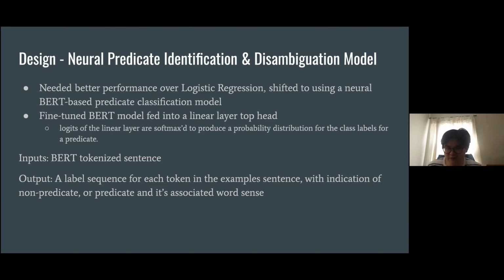So as Sam mentioned, we had about a 76% F1 score over our logistic regression model. In order for our model to predict these noisy instances a bit better, we wanted to shift towards a neural-based classification model. So what we ended up using is to fine-tune a BERT model with a linear layer top head, and basically the logits that come from the linear layer are then softmaxed to produce the probability distributions of the class labels. So our input is this BERT-tokenized sentence, and our output would be a label sequence for each token in the example sentence, with the class labels being whether the token is a non-predicate, or, if it is a predicate, what is the word sense of it.